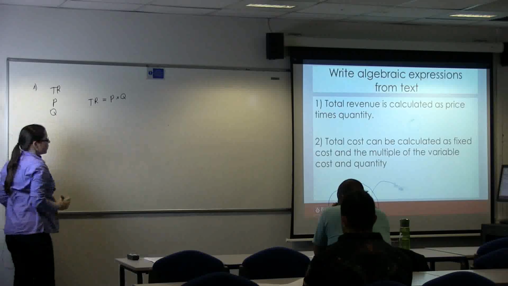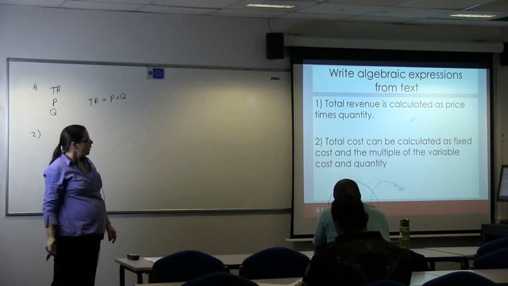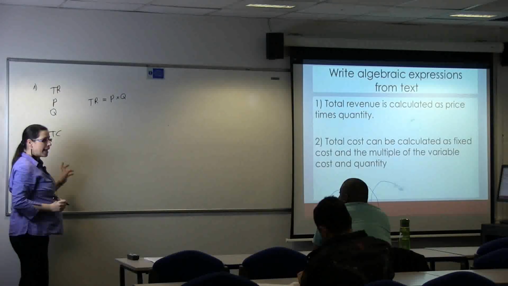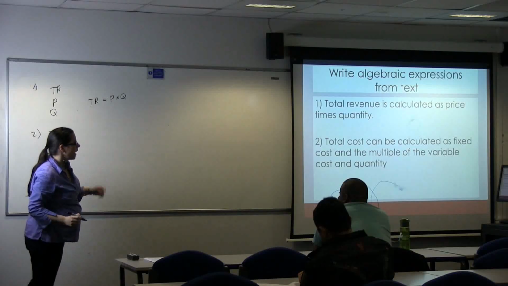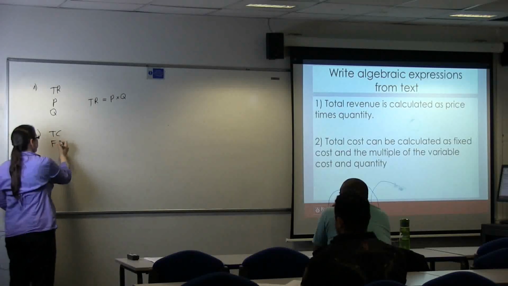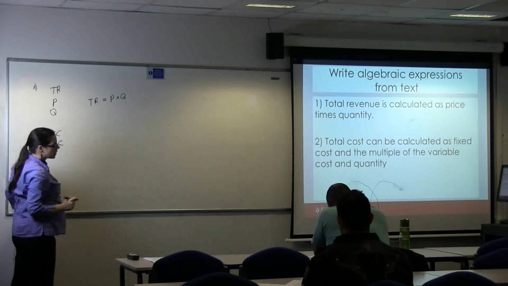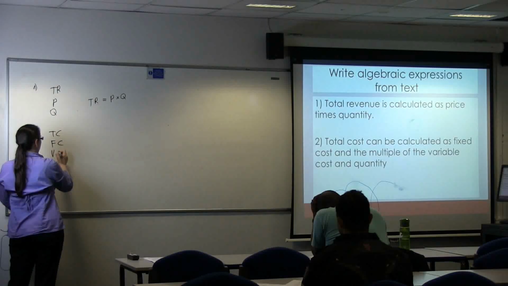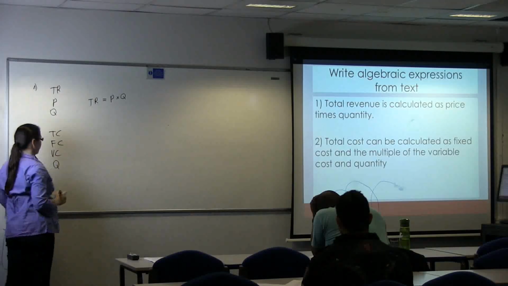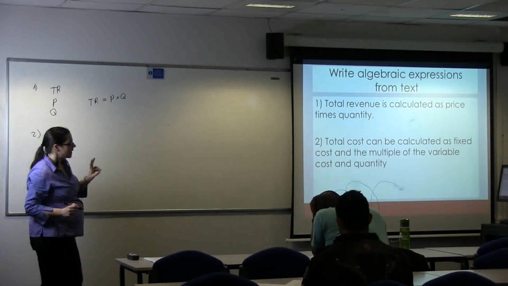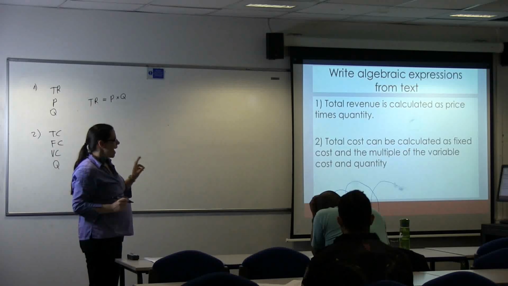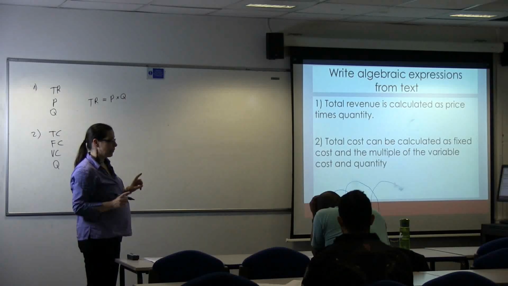So similarly to number 2, total cost, that is represented by TC, and again that's not multiplication, can be calculated as fixed cost, which is capital F and capital C, and the multiple of the variable cost, which is VC, and quantity. Now I have got the word "and" there twice, and if you look at it closer, the "and" has got a slightly different meaning in the two cases.